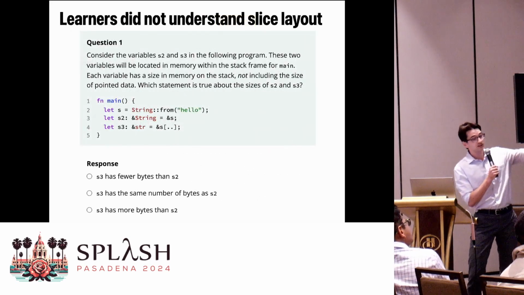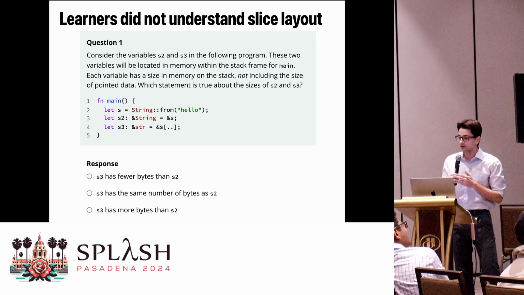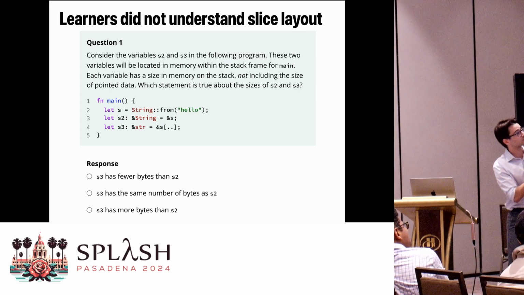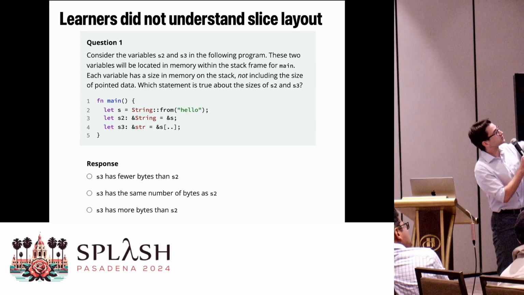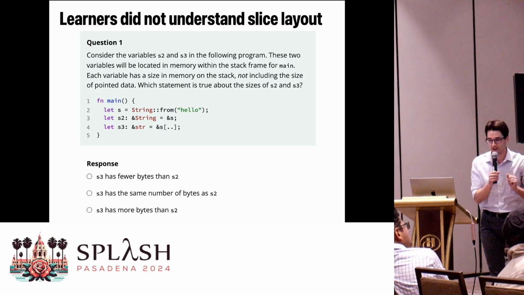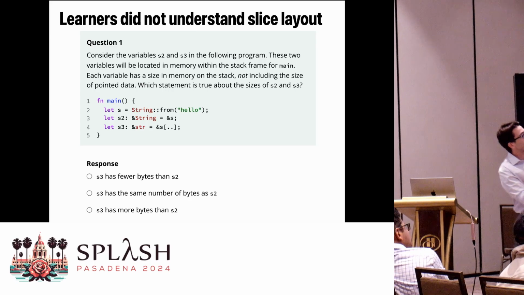So here is one of the quiz questions in the book. Let's read it together. It says, consider the variables S2 and S3 in the following program. These two variables will be located in memory within the stack frame for main. Each variable has a size in memory on the stack, not including the size of pointed data. Which statement is true about the sizes of S2 and S3?